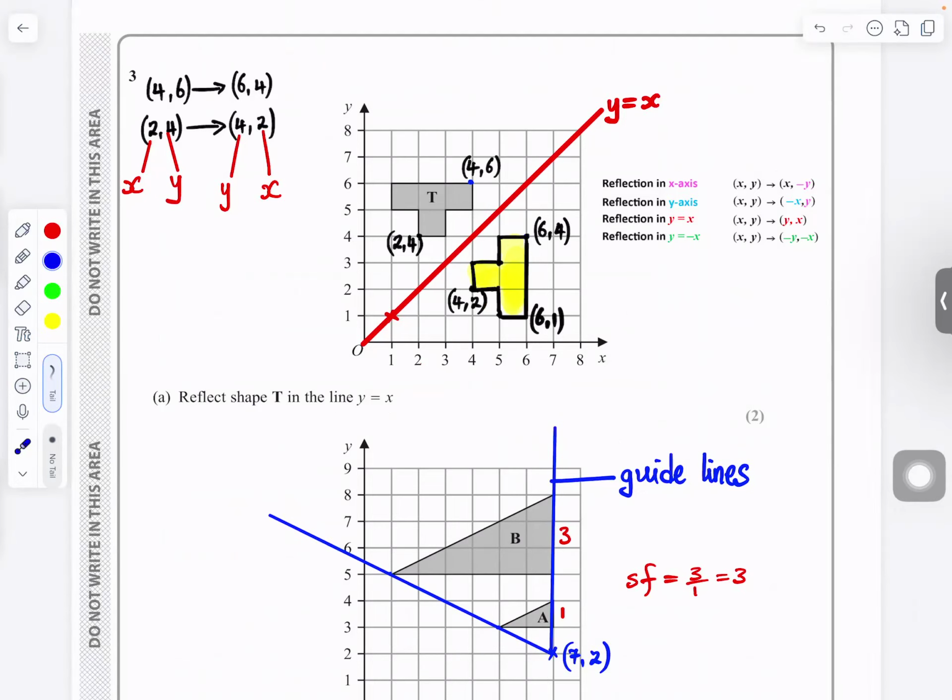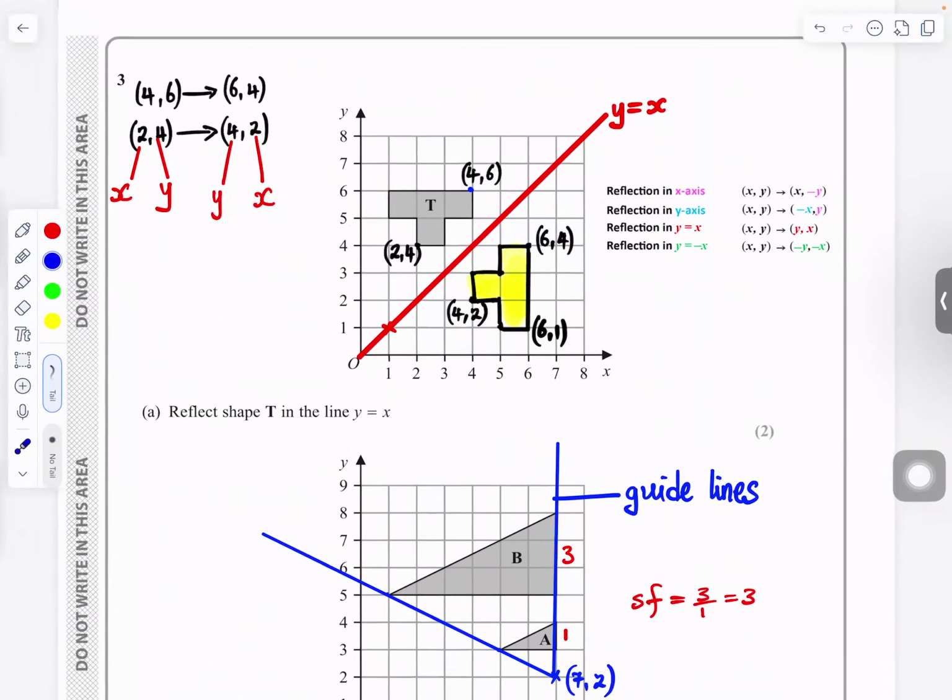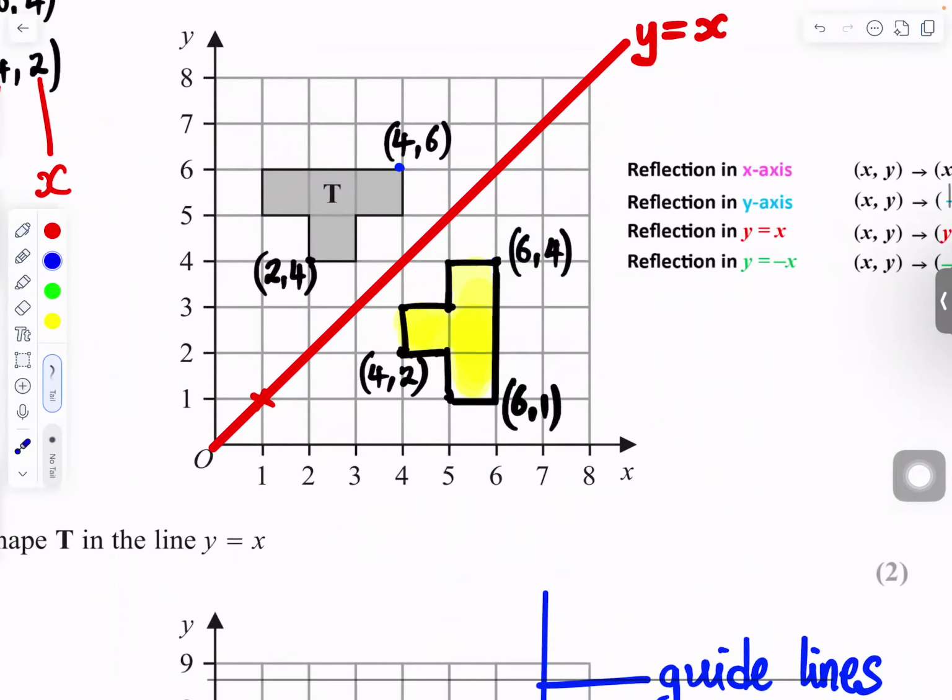Question number 3. Reflect the shape T in the line y equals x. I'll zoom in. So you can see here the shape T is the one in black. The line y equals x is the line in red. So y equals x means if x is 1, y is 1. So this point is 1, 1.